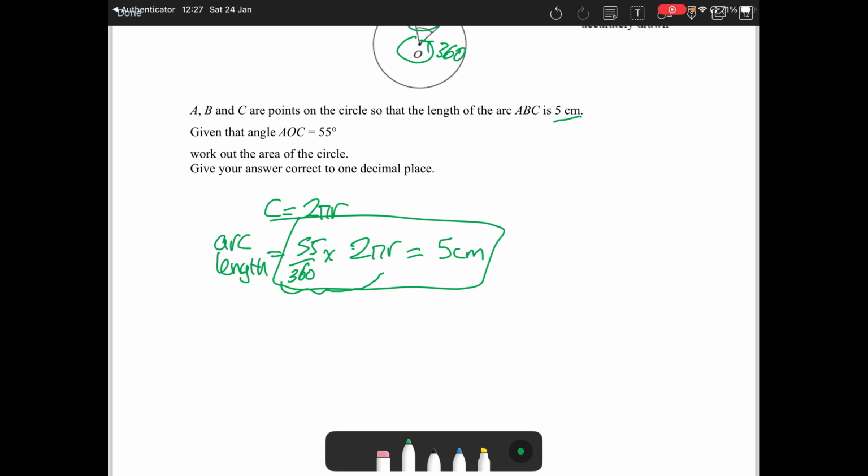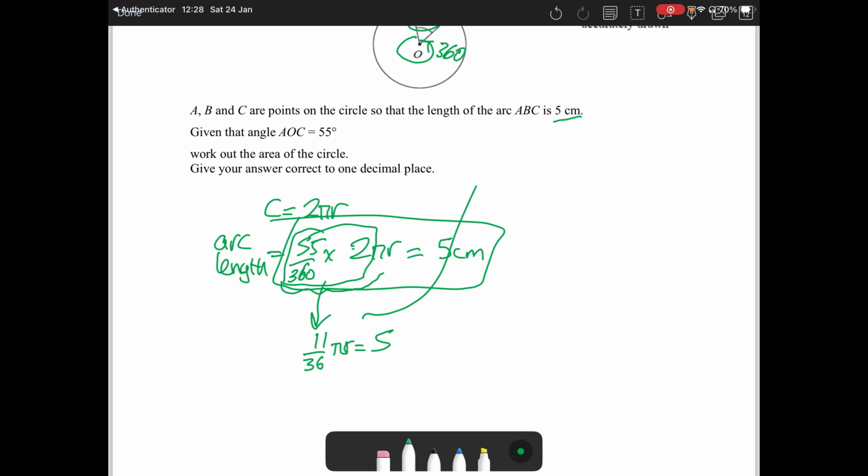Cool. Do you know what? Let's start by tidying up the left-hand side. Does 55 over 360 simplify? It should do. Yeah, it's 11 over 72. And we need to multiply that by 2 as well. So I'm going to take all of these bits here and simplify that to 11 over 36 pi r, beg your pardon, don't forget the r, that's very important, equals 5.